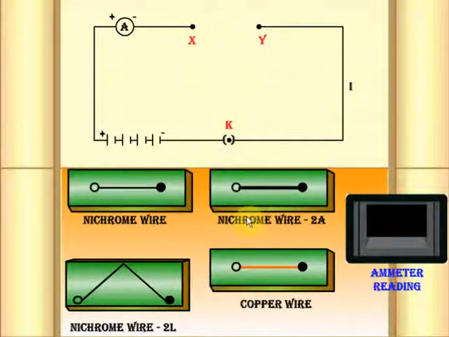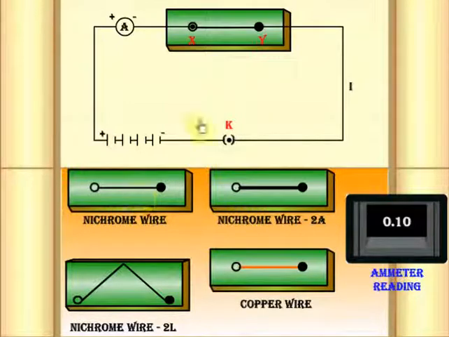We have a nichrome wire which has double the cross-sectional area of the initial nichrome wire. We have yet another nichrome wire, this one, which has double the length of the initial nichrome wire but the same cross-sectional area as the initial nichrome wire. And we have a copper wire with the same cross-sectional area and the same length as the initial nichrome wire. I know, so many components. What are we going to do? First of all, let us connect a simple nichrome wire in our circuit. When we do that, we note that the ammeter reading is 0.1 amperes.